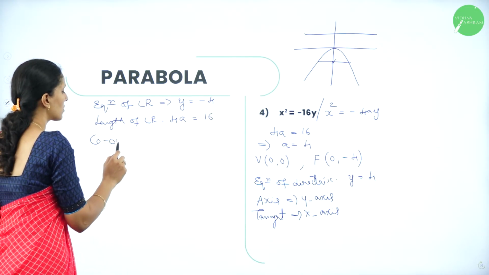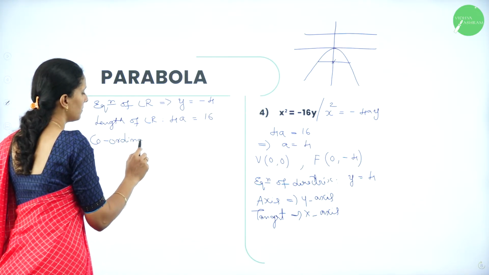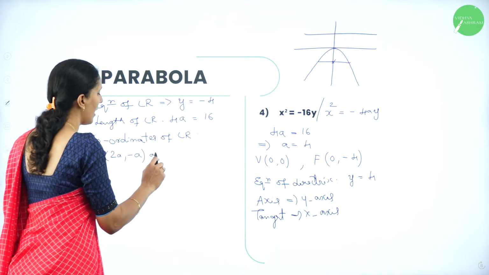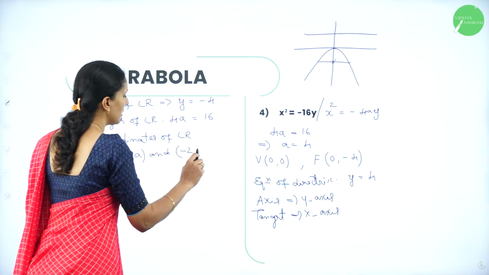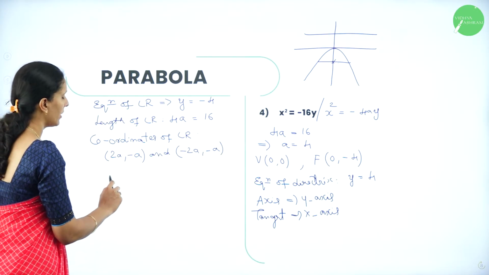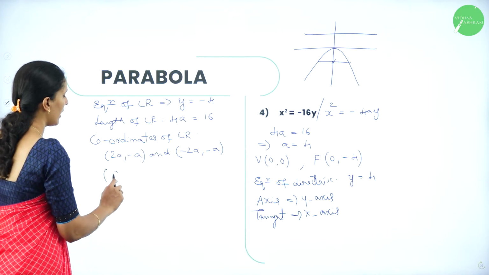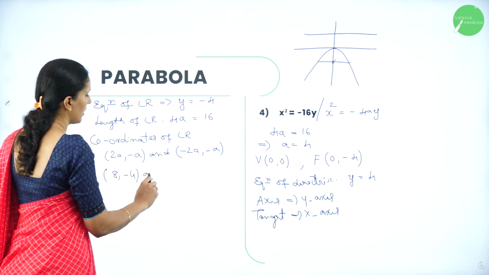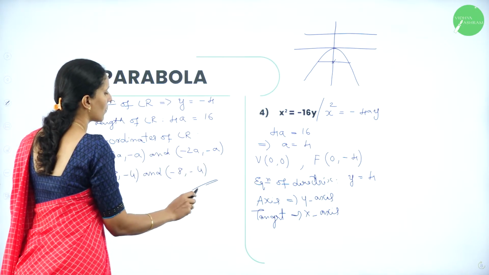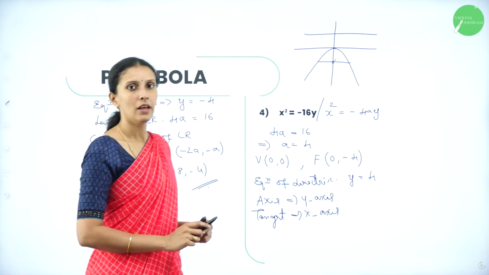Next we come across the coordinates of latus rectum. They are 2a comma minus a and minus 2a comma minus a. So 2a is 8 comma minus 4 and minus 8 comma minus 4. So these are the characteristics of the given parabola.